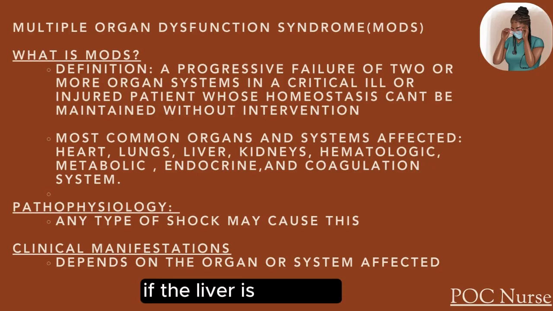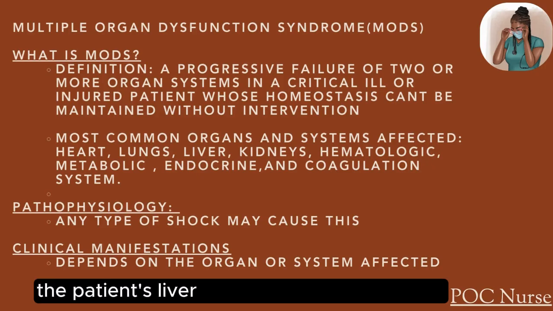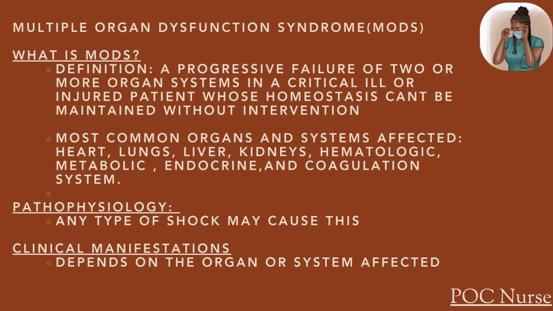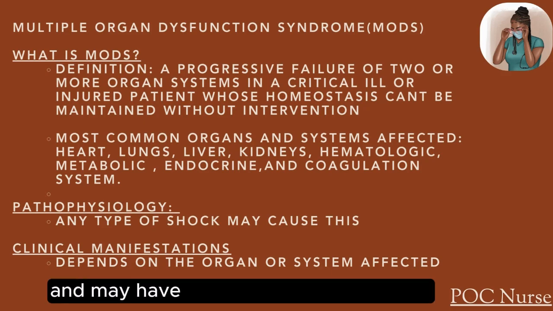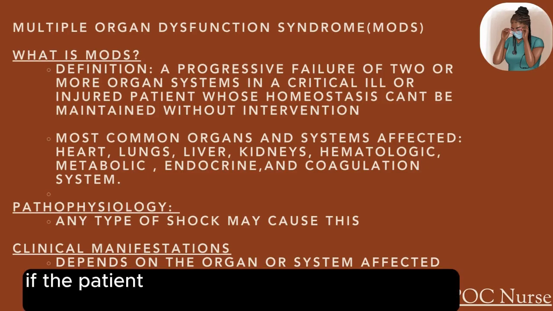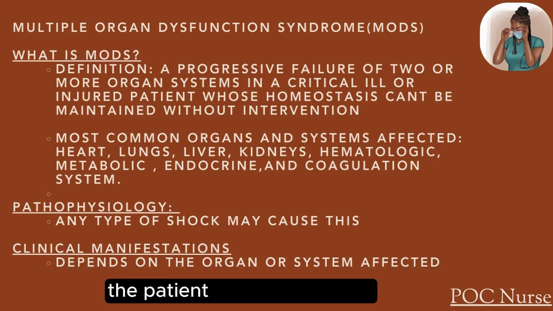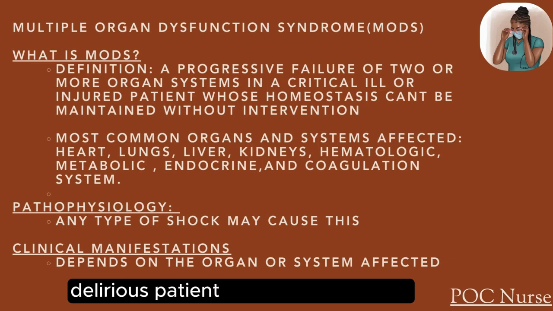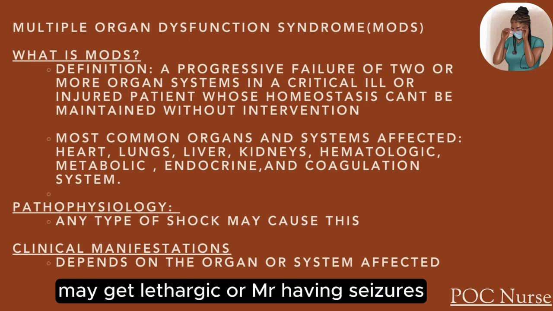If the liver is involved, the patient's liver enzymes may be elevated, the patient may be hypoglycemic, the patient may be jaundiced and may have decreased albumin levels. If the patient is neurologically impaired due to MODS, the patient may be confused, disoriented, delirious. Patient may fall into a coma, may get lethargic, or may start having seizures.